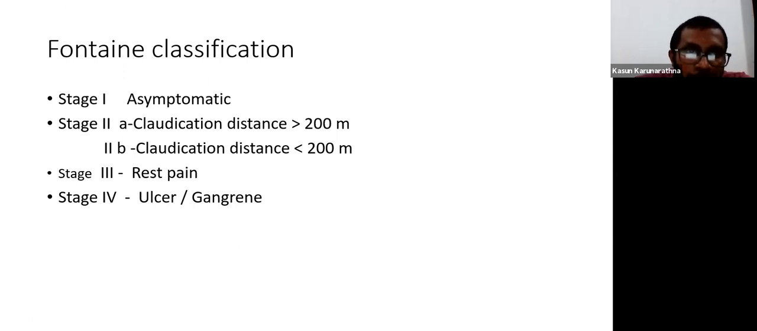In stage 2A, patient is having claudication, but it won't affect much of the patient's day-to-day work. Stage 3 and 4, where you have critical limb ischemia: rest pain in stage 3, tissue loss in stage 4. Right? Gangrene is ischemic necrosis of tissues. There will be cell death due to inadequate perfusion. And it can be either dry gangrene or wet gangrene.